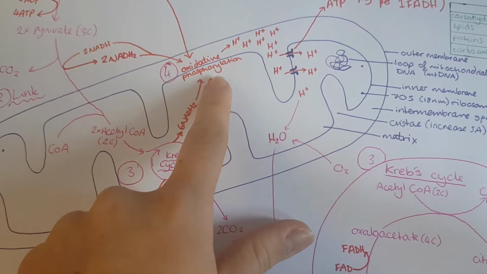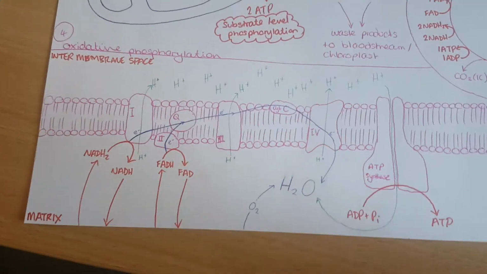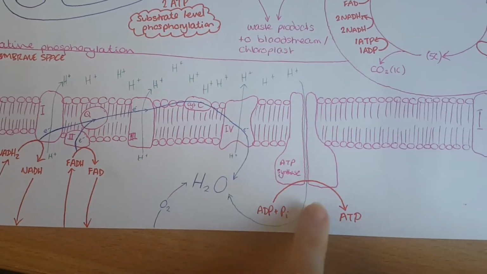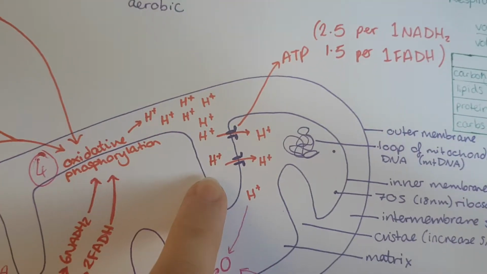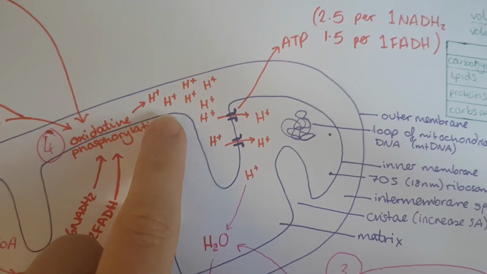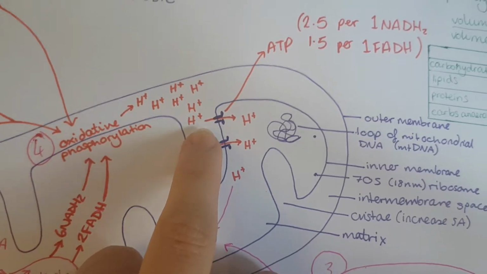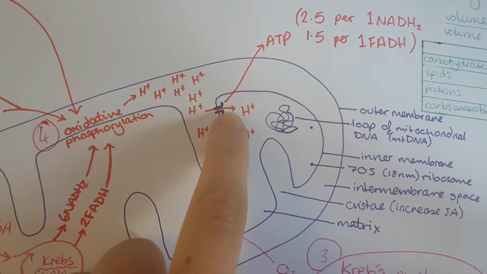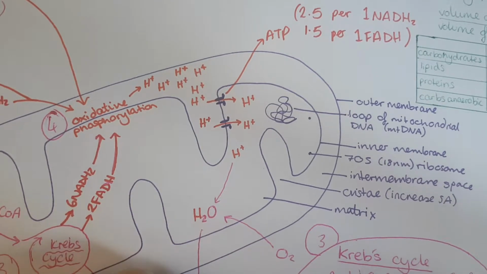This is a two-step process, actually, oxidative phosphorylation. It's divided up into the electron transport chain, which is this bit here, and then chemiosmosis, which is the actual production of ATP using ATP synthase. Lots of hydrogen ions build up in the intermembrane space, and then they diffuse down a diffusion gradient through ATP synthase, which is this little purple molecule there on the membrane.